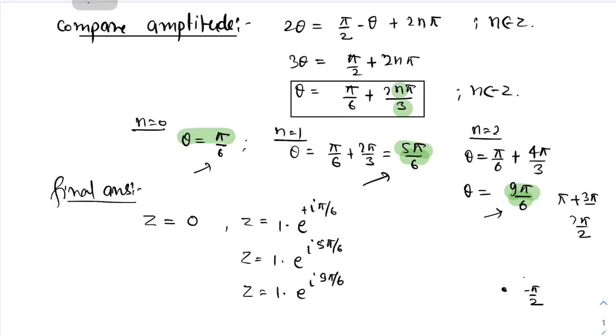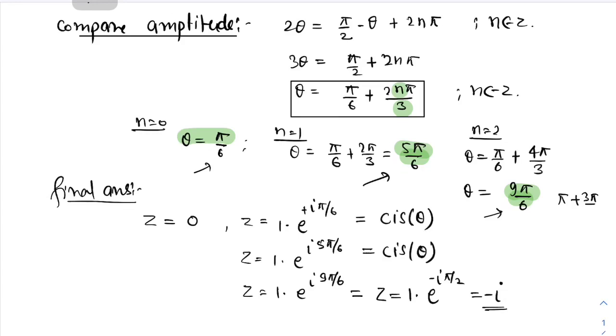So I can write this as z equal to 1 into e to the power iota minus pi by 2. E to the power minus iota pi by 2 will be minus iota. Similarly, you can find the cis theta equivalent of these two complex numbers. So finally we get these 4 answers: one is z equal to 0, other is z equal to e to the power iota pi by 6, other is e to the power iota 5 pi by 6, and the fourth one is minus iota.